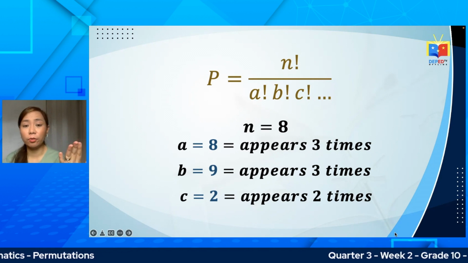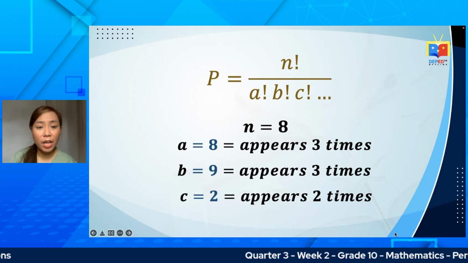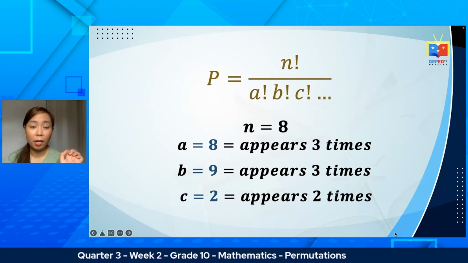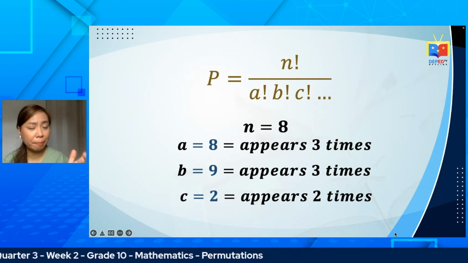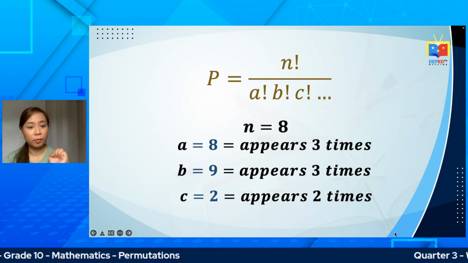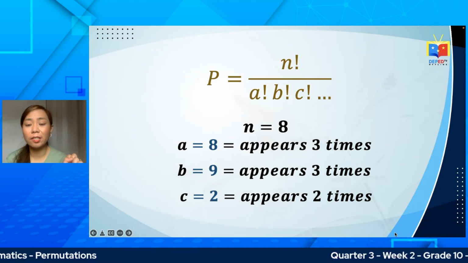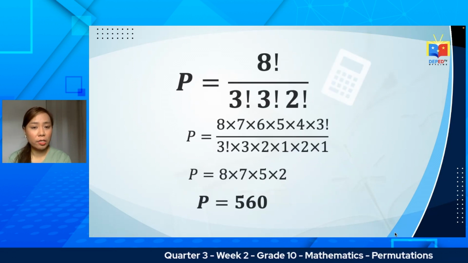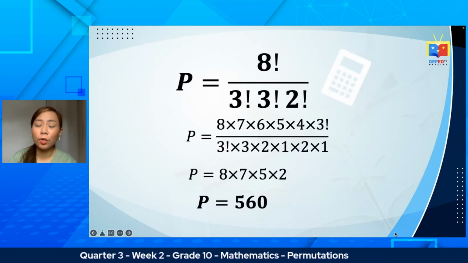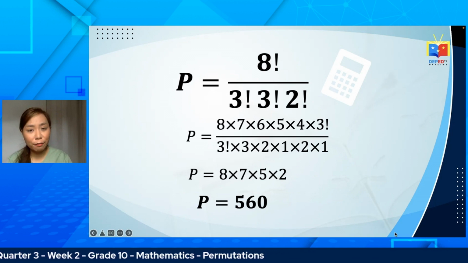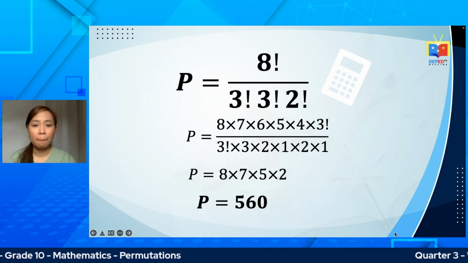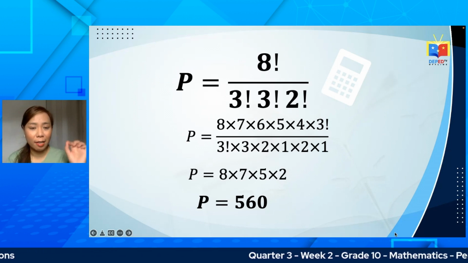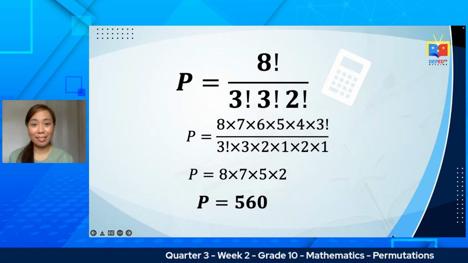So n is equal to 8. For a, we will be using 8 here as it appears 3 times. B is our 9 as it appears 3 times also, while C is 2 as it appears 2 times. Therefore, substitute this to your formula and you have 8 factorial over 3 factorial, 3 factorial, 2 factorial. Again, you may use your calculator if you have one. If none, let's simplify. Let's expand the numbers.